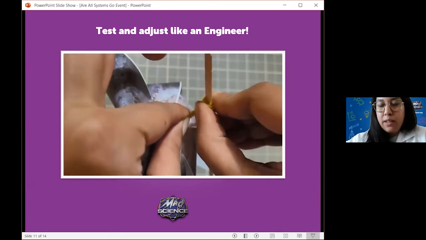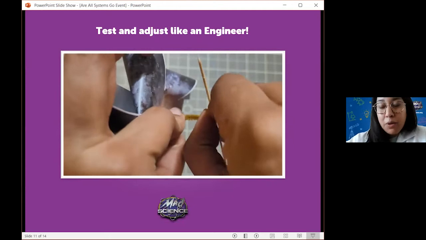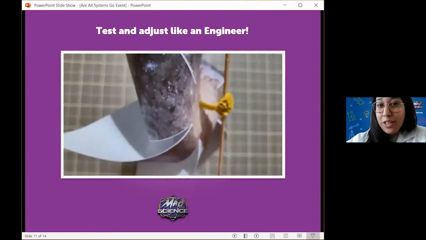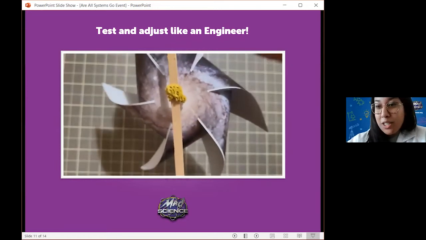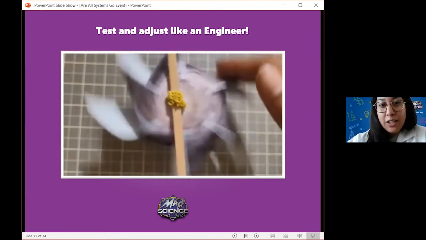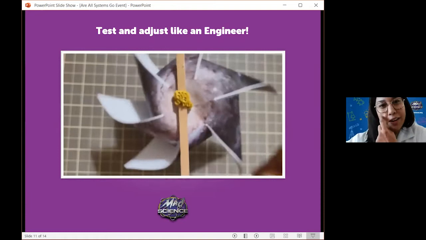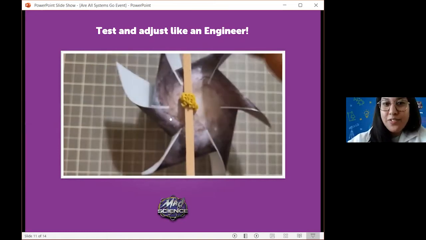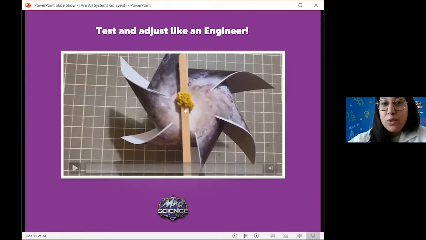Now, if your pinwheel isn't working, you might get a little frustrated, but it's actually not something to get frustrated over. It's a fun problem to solve, just like engineers solve. So I unraveled my pipe cleaner and now it's turning like a professional pinwheel. Maybe your pipe cleaner is a bit too low. Maybe you have an extra fuzzy pipe cleaner. So if yours doesn't work right away, you can analyze it and figure out, hey, what's the problem?